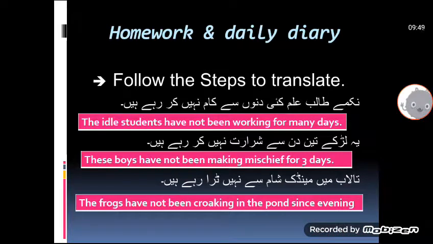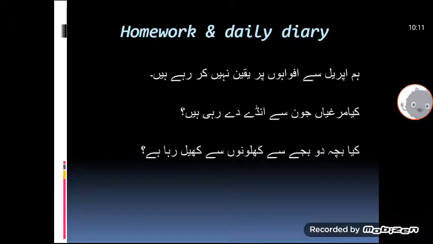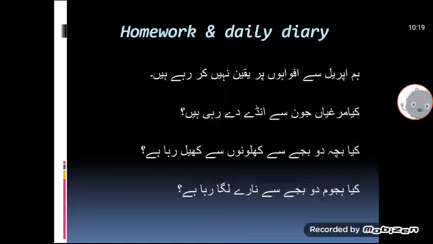Next, the frogs have not been croaking in the pond since evening. Clear? You have to make negative, interrogative, and affirmative of these sentences. लास्ट वन इज़ हम अप्रैल से अफवाहों पर यकीन नहीं कर रहे हैं. क्या मुर्गियां जून से अंडे दे रही हैं? क्या बच्चा 2 बजे से खिलौनों से खेल रहा है? क्या हुजूम 2 बजे से नारे लगा रहा है? नारे होगा, ये नारे नहीं होगा. क्लियर.